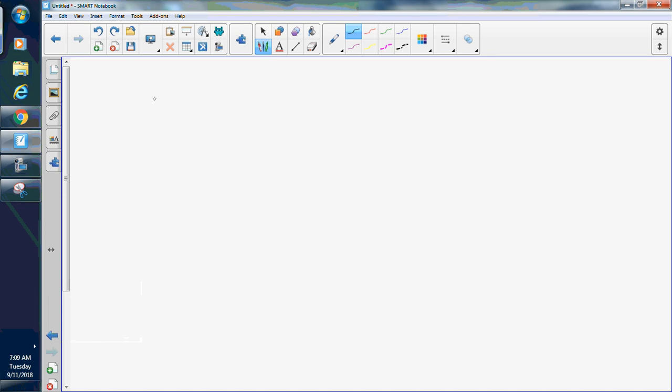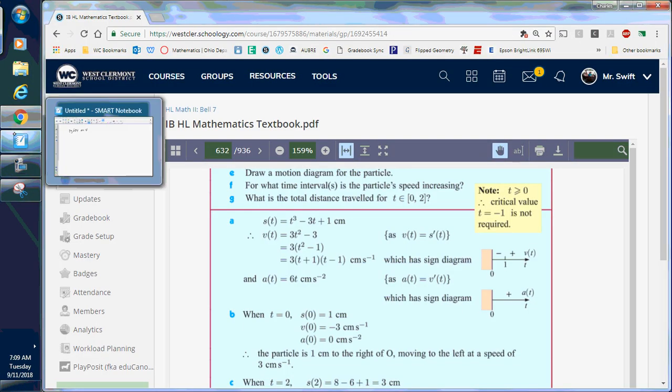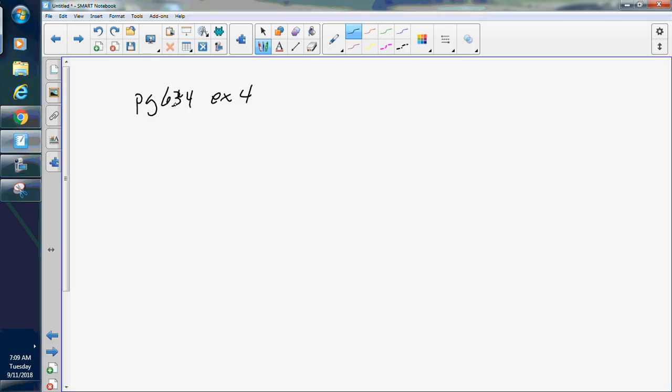Now make sure that on page 634, example 4, let's change it to 632. Example 4, look at that example of how we can use the information that we've just talked about with our derivatives to find what we need to know about speed, velocity, and acceleration.